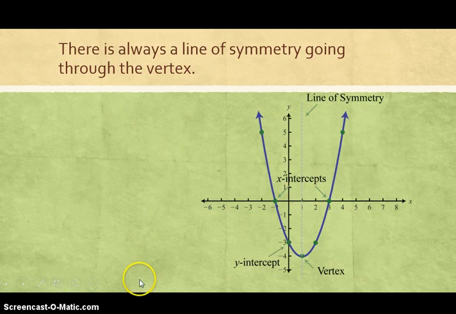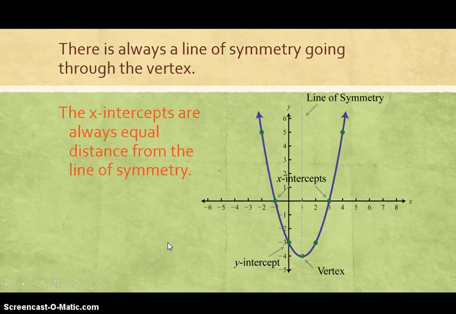There's always a line of symmetry that goes through the vertex, so any point you have on one side of the parabola is going to be mirrored on the other side. The x-intercepts are always equal distance from the line of symmetry, so that's a great way to check when you're plotting them to make sure that they are both equal distance from the line of symmetry.